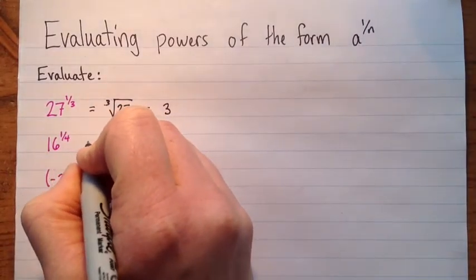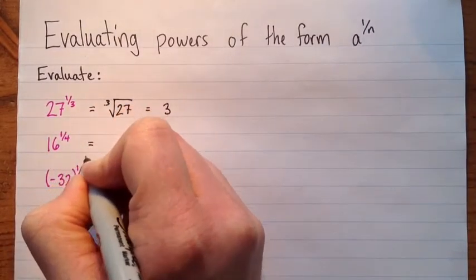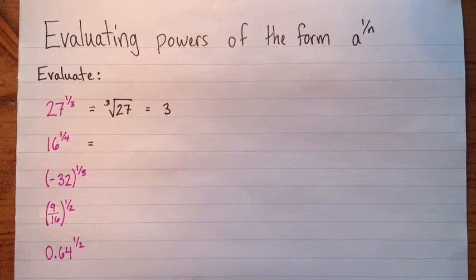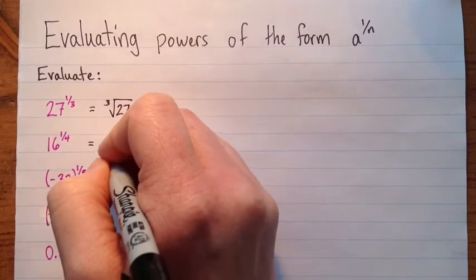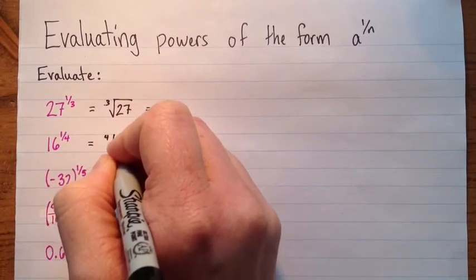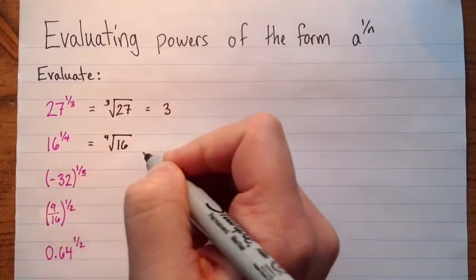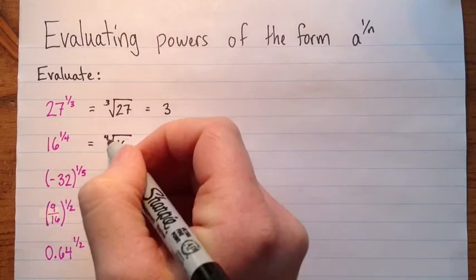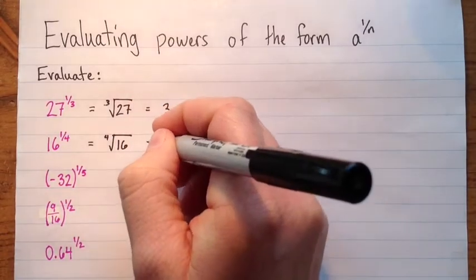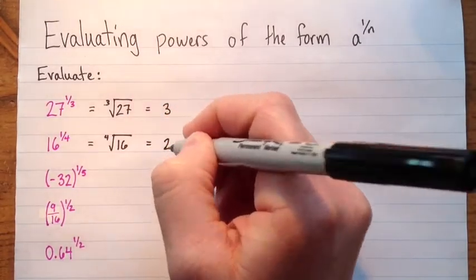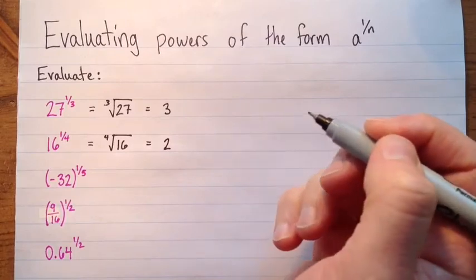Okay, 16 to the exponent 1/4. The answer is not 4. It's not 16 times 1/4. This is equal to the 4th root of 16. And that's the number that if you multiply it by itself 4 times, you get 16. And that's 2, because 2 to the exponent 4 is 16.